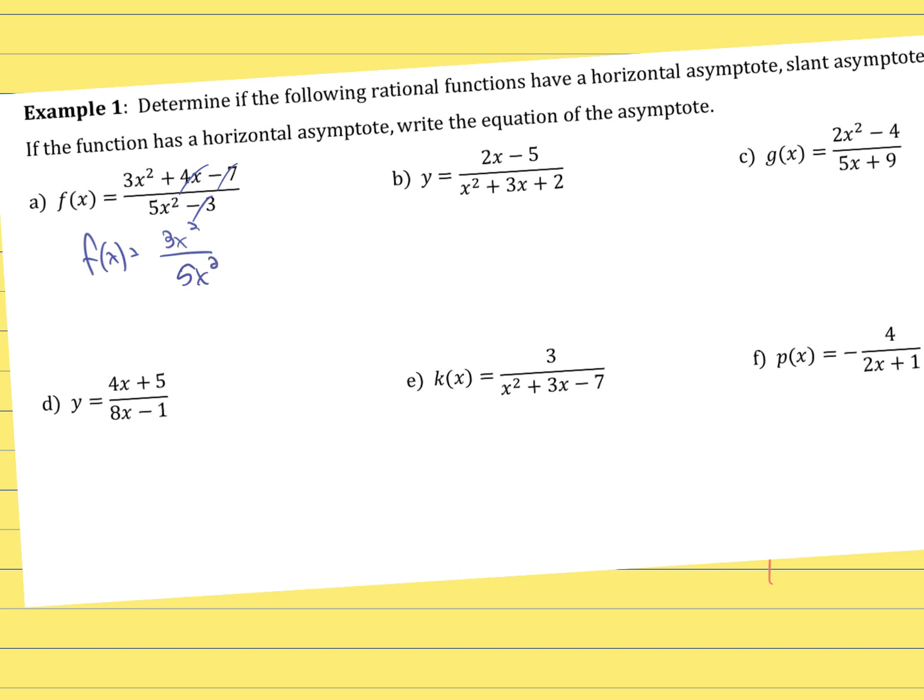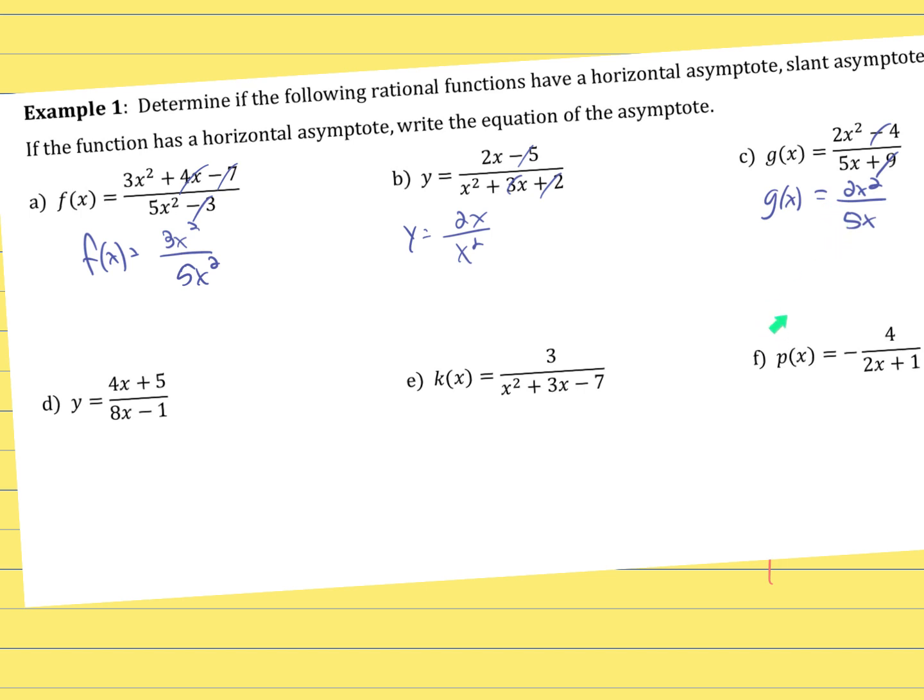So I have a 5x squared. What I have here is 3x to the second over 5x to the second. Now I'm going to stay consistent and do the same math for letters B and C. What I have here is y equals 2x over x squared, because I got rid of all the terms that have the least effect on infinity. The same thing goes over here for letter C, where I have 2x squared over 5x.